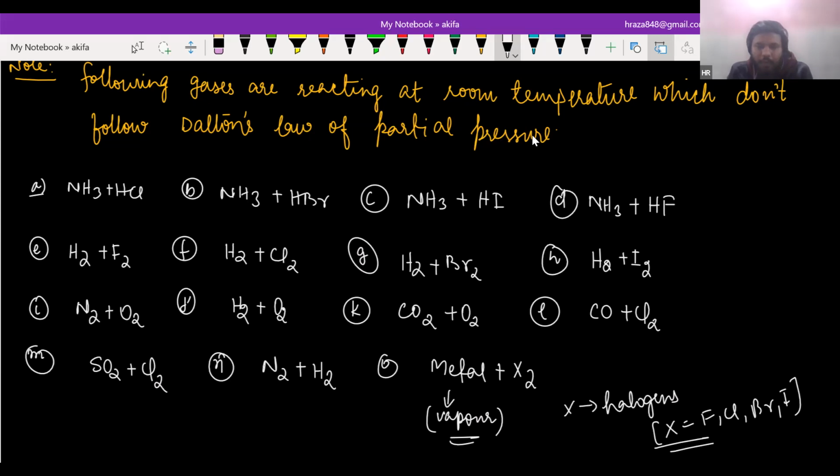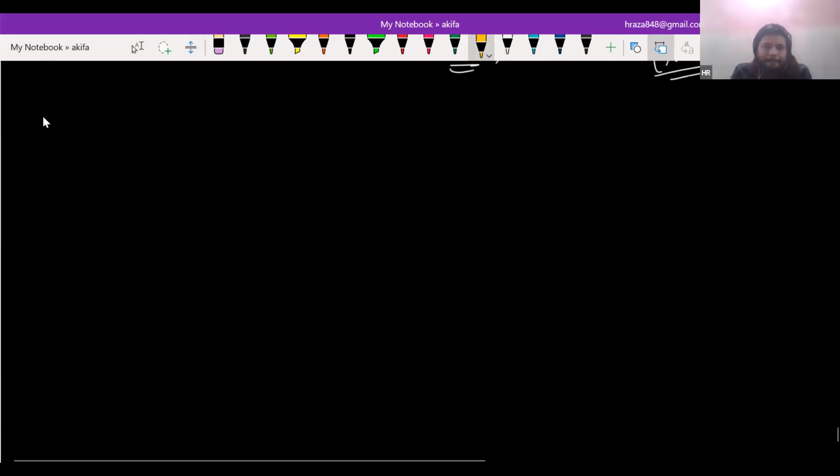So I'm going to derive a formula for Dalton's law of partial pressure. There is a container in which A, B, or C gases are present, in which the number of moles of A is Na, number of moles of B is Nb, and number of moles of C is Nc. N is number of moles. A, B, and C represent the number of moles of A, B, and C respectively.